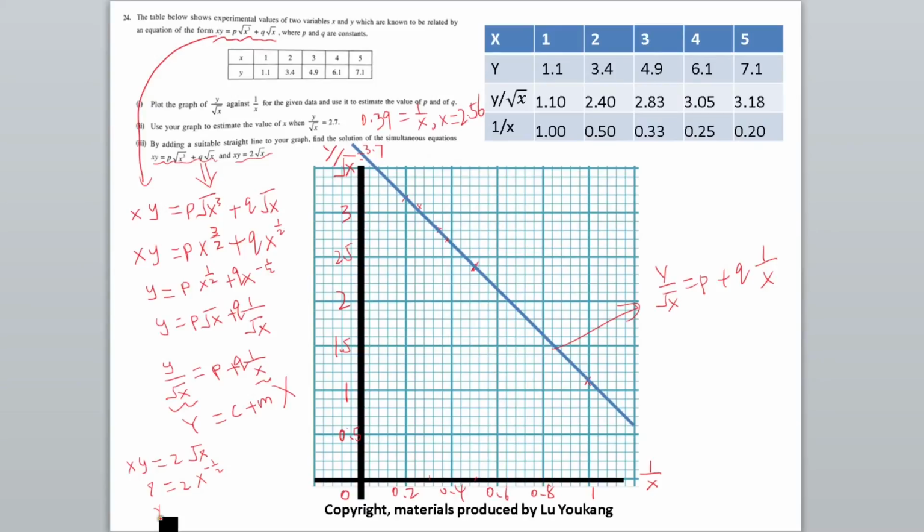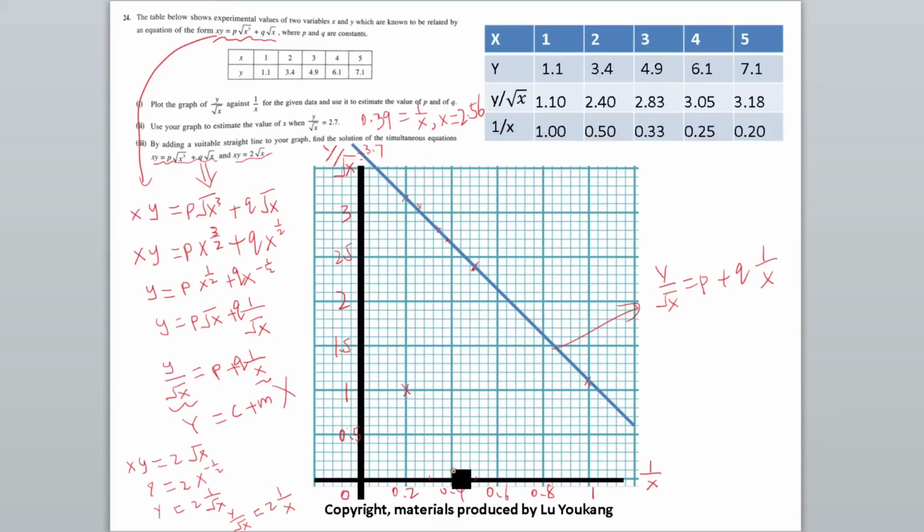So I divide by x on both sides, and I get y equals 2 times 1 over square root x. And once again, I divide by square root x on both sides. So I get y over square root x equals 2 times 1 over x. Therefore, I have my vertical axis as y over square root x and my horizontal axis as 1 over x. And this should be easy now.